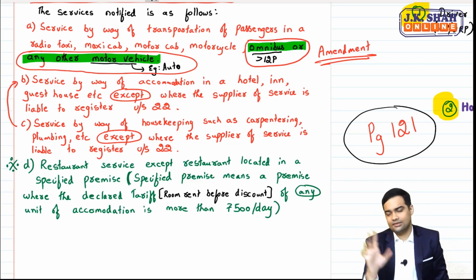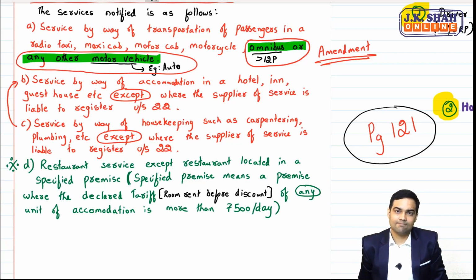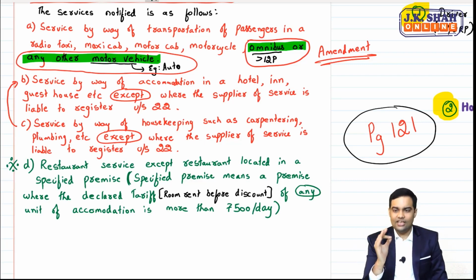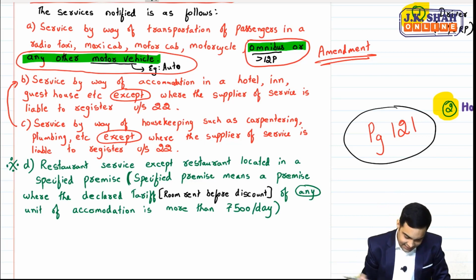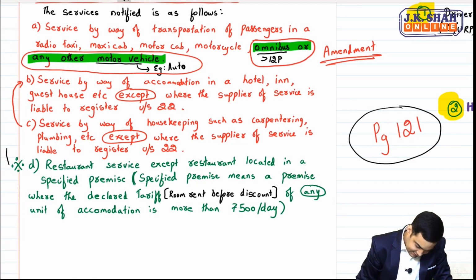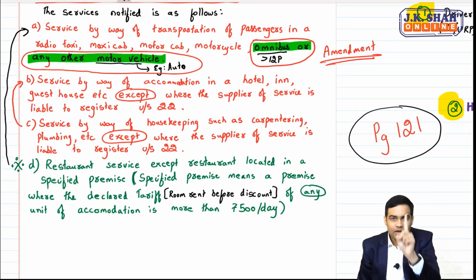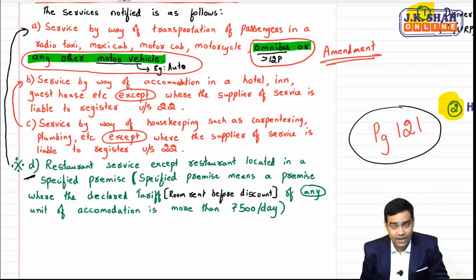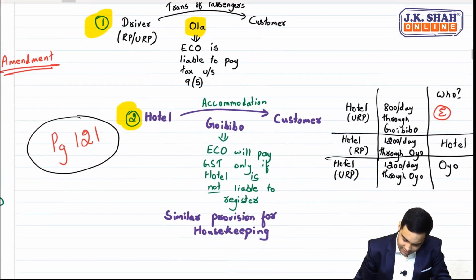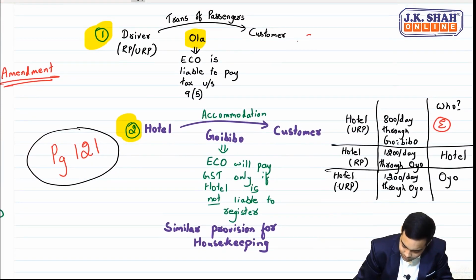So sir, in such cases the e-commerce operator pays the tax, that means the restaurant is not required to pay tax? No. Sir, what if the restaurant is a registered person? Let me tell you, it will not matter. Whether the restaurant is registered or unregistered doesn't matter. The e-commerce operator will pay the tax. That means, can I say this D is similar to A? There is only one exception in D, which I will explain in a while. But I am writing: similar provision for restaurant service.